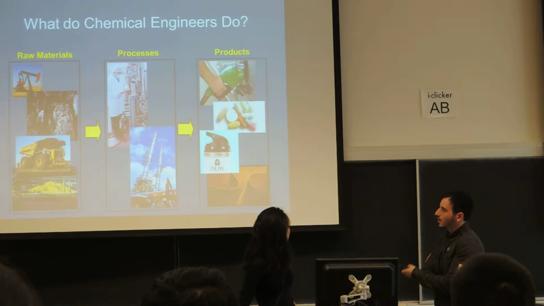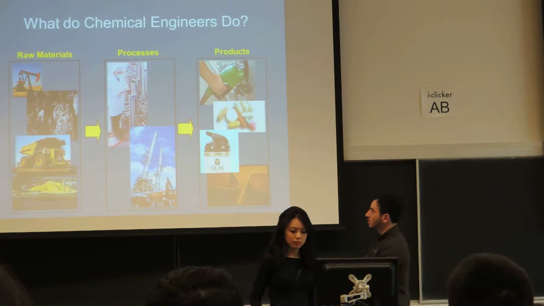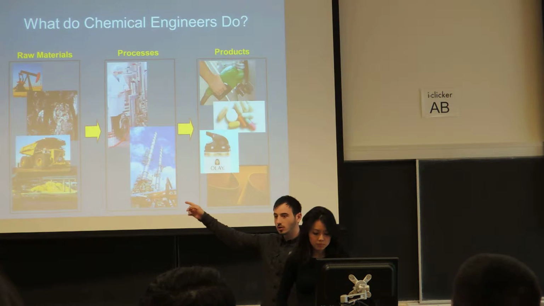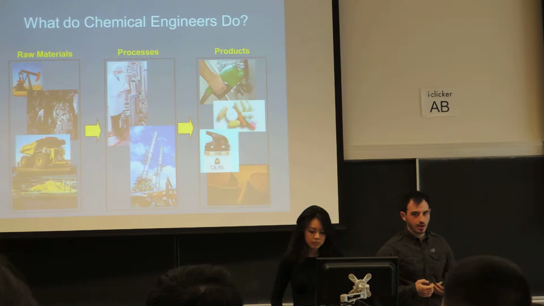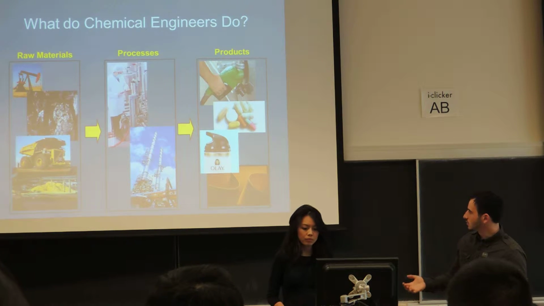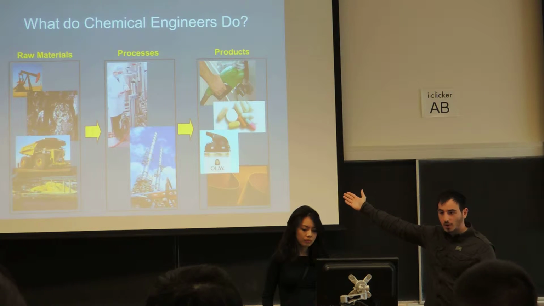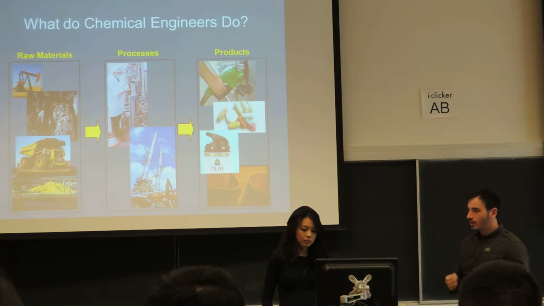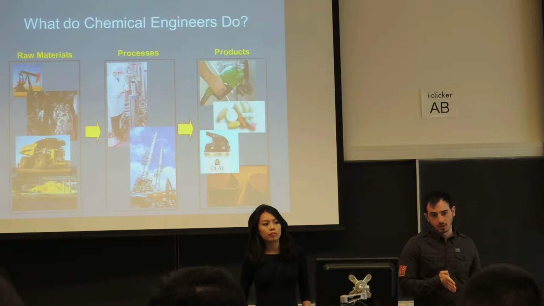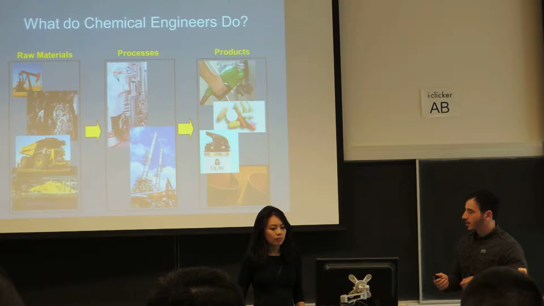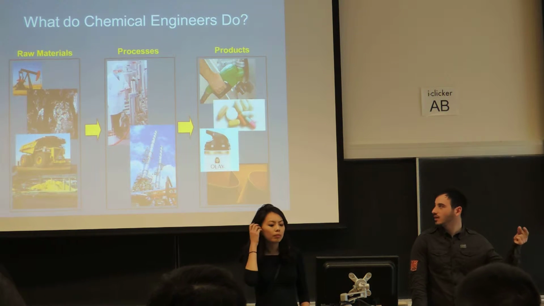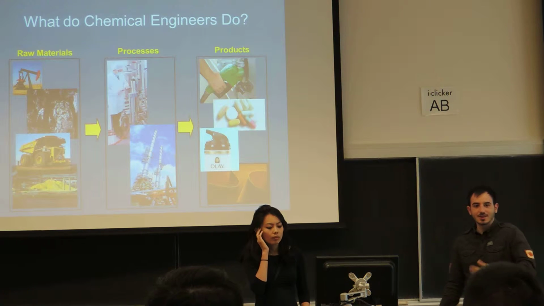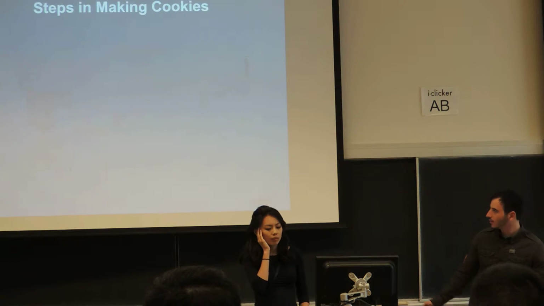In this case, chemical engineers are involved in converting your crude oil into gasoline, and in producing, say, pharmaceuticals, drugs that you use, and even skincare products. So there's a lot of different things you can do with chemical engineering, and that's our main focus: taking a raw material and turning it into a final value-added product.